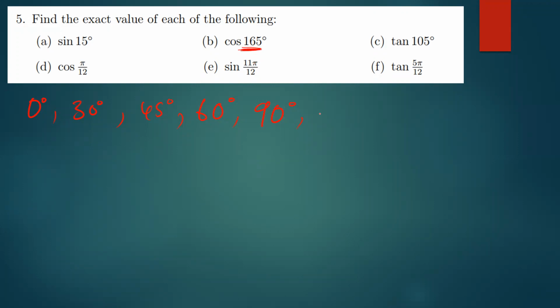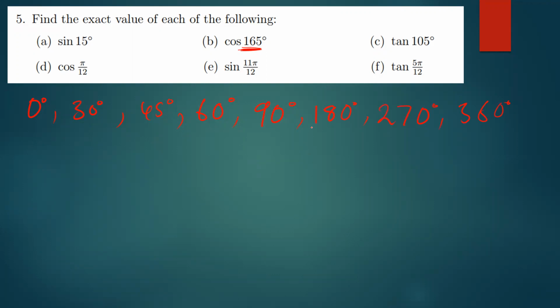So let's try to pick from the numbers that I'm going to write on the screen. So 90, and then we can also get 180 degrees. Then we can also get 270 degrees. I'm trying to get some of the angles that are in the unit circle. Then we can also get 360 degrees.